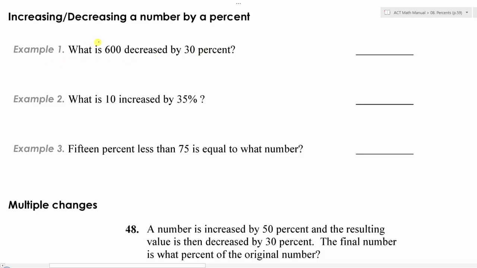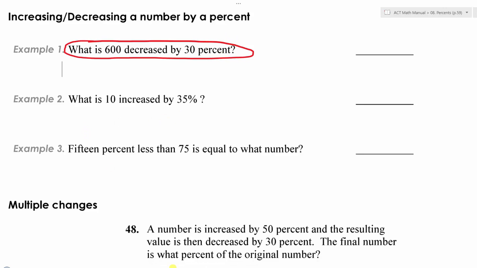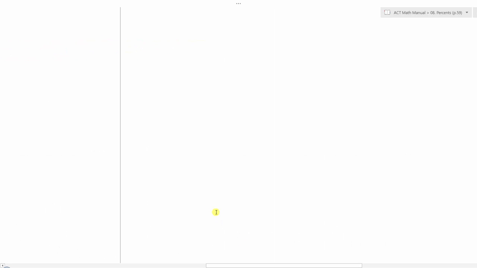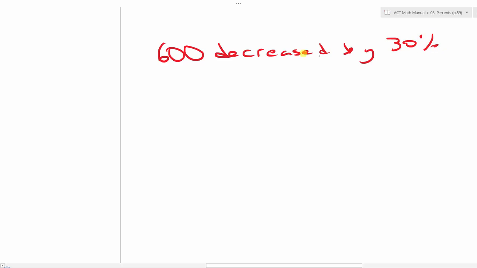So we need this whole thing is the question. So we need to calculate 600 decreased by 30%. I need to say one important thing before we start this. A source of careless mistakes on a question like this. So 600 decreased by 30%.